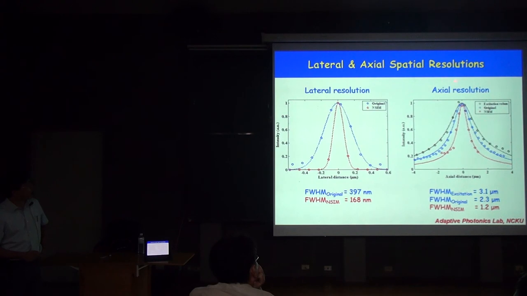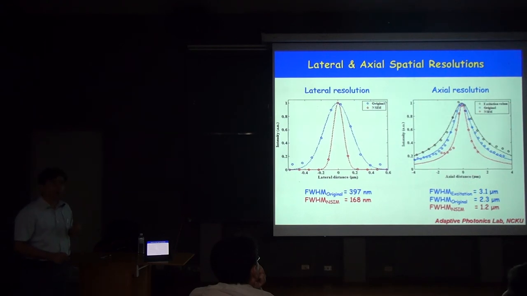Also for the axial resolution, as I just mentioned, it depends on the diffraction efficiency of the grating, also the NA, or your sample dispersion. So right now the original excitation axial size is around 3 micron.